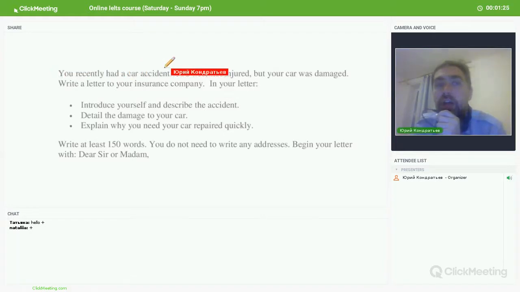You recently had a car accident. You were not injured, but your car was damaged. Write a letter to your insurance company. So from this we can understand that this is a formal letter. You write to somebody who you don't know. This is not your friend. This is an official situation.